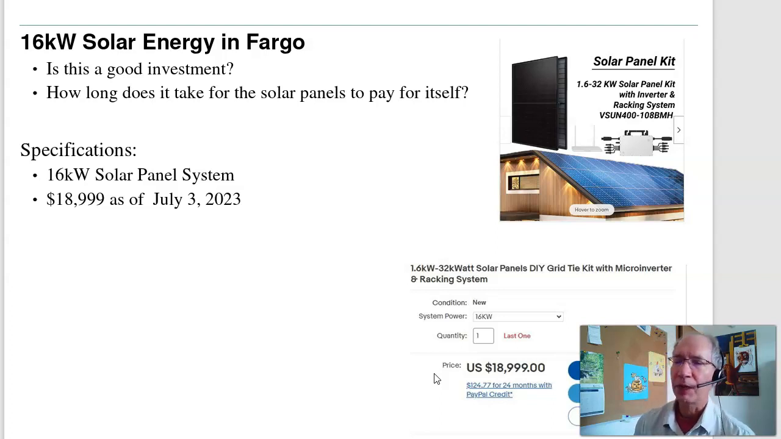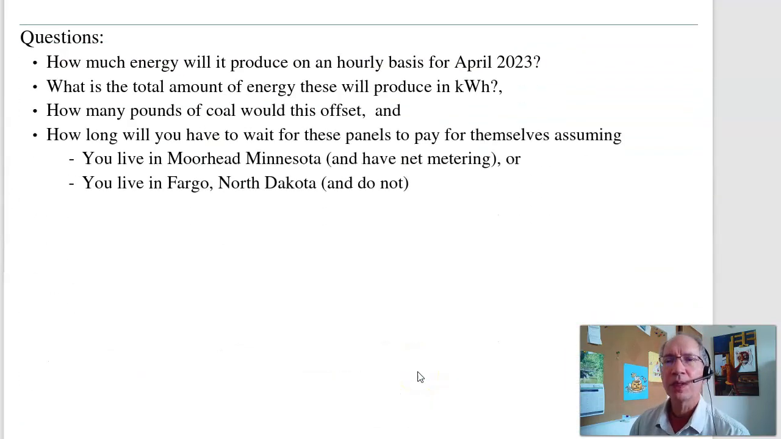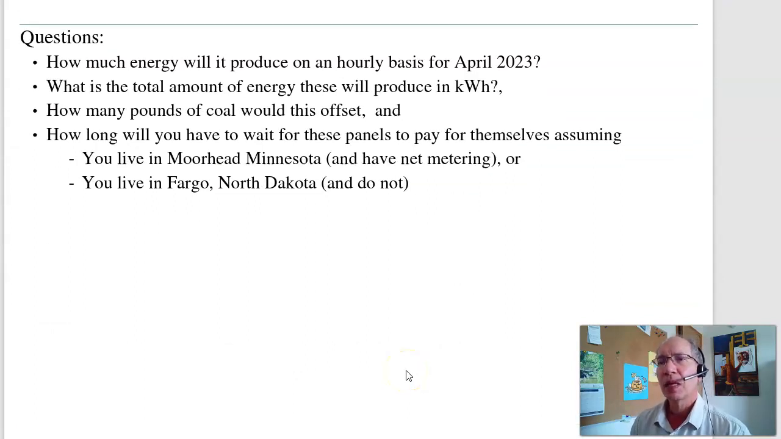Meaning, if I put that on my house, how much energy would I produce on a yearly basis? How much money would I save on a yearly basis? And would solar panels pay for themselves in 7 years or less? So these are the questions I want to answer. How much energy am I going to produce? What's the total energy that will produce in kilowatt hours? How many pounds of coal that offsets? And how long I have to wait for the panels to pay for themselves?